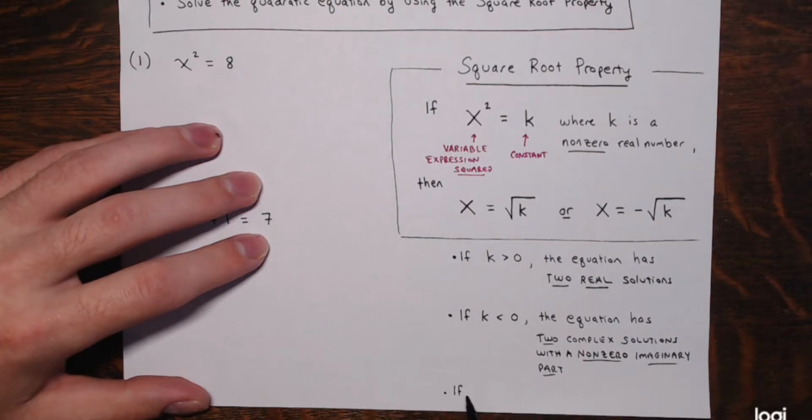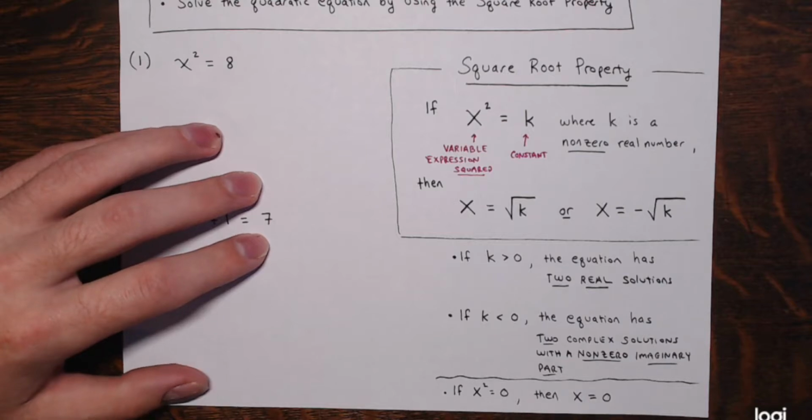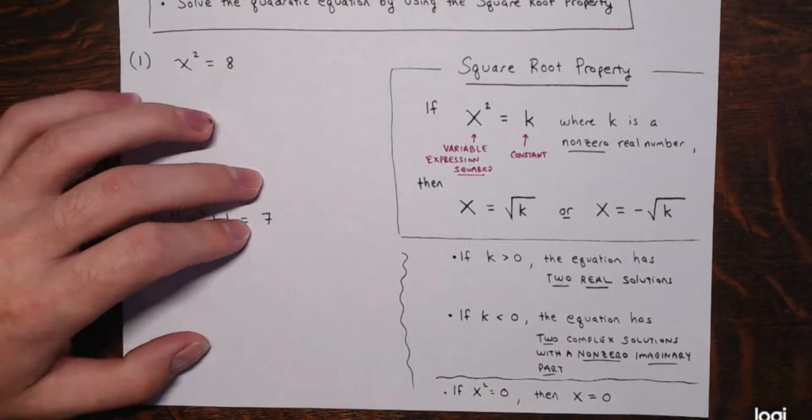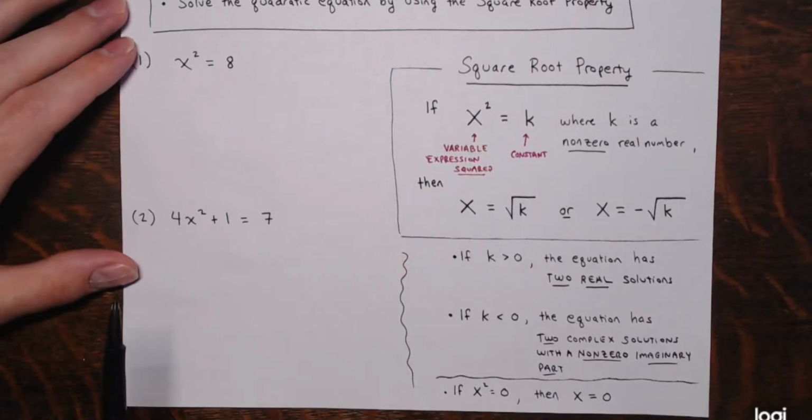If we have x squared equal to 0, and this is kind of a separate thing, the only number whose square is 0 is 0. Right, so if x squared equals 0, then that variable expression must be 0, and that's it. You're only going to get one solution out of that kind of an equation. Alright, so that's enough of that. I'm going to keep referring back to this, of course.